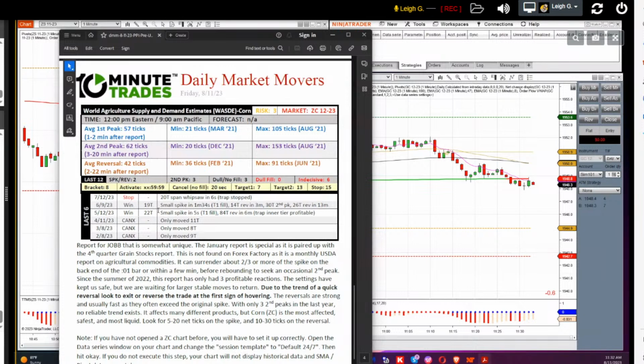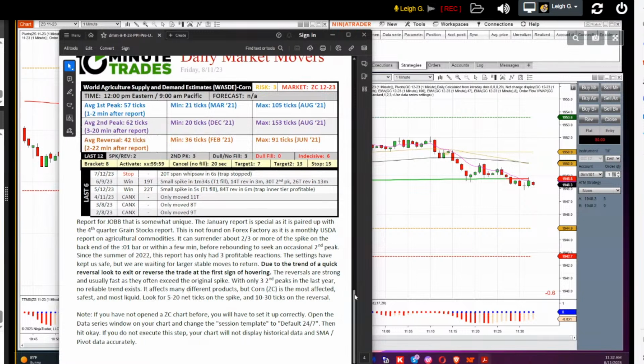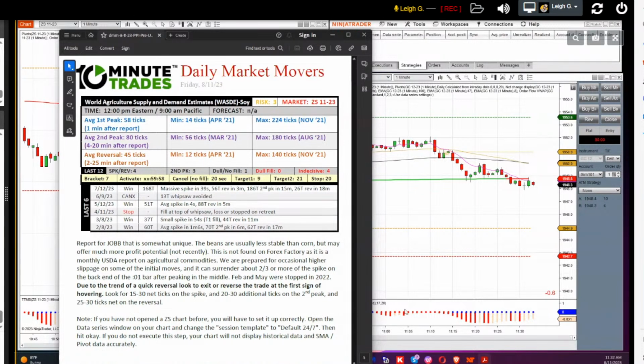All right. We're going to be trading soybeans, or I'm going to be trading soybeans on this. As a breakout, we're moving away from trap trades for a little while on WASDE.